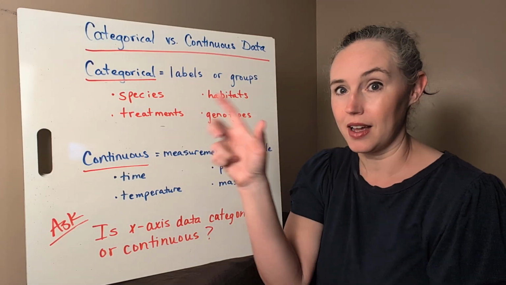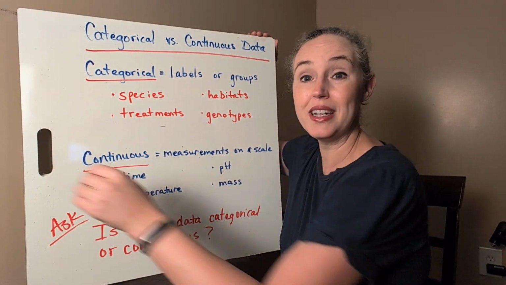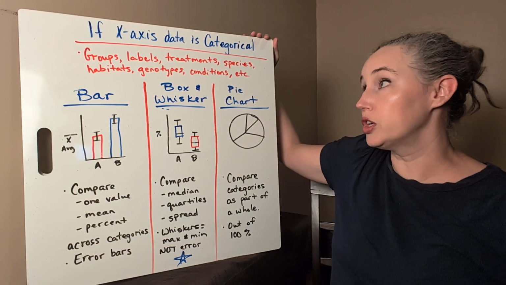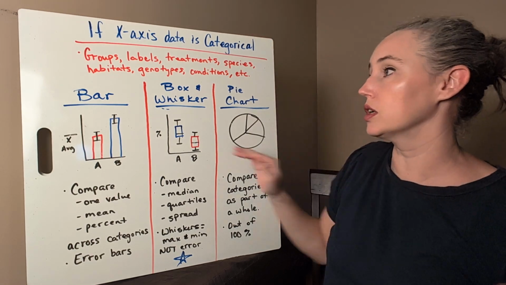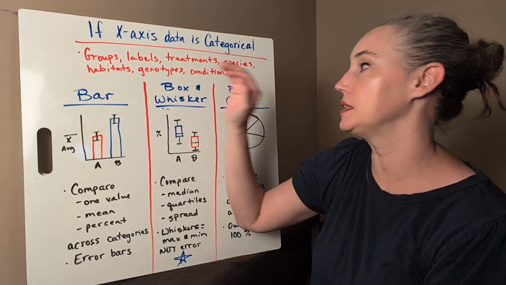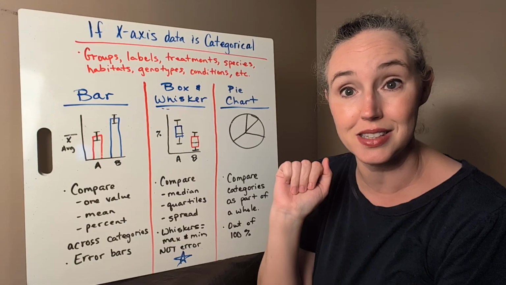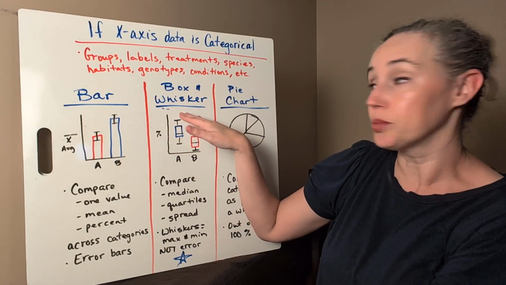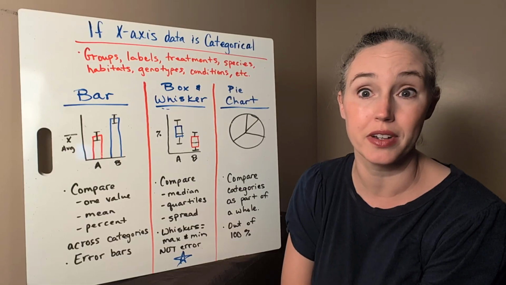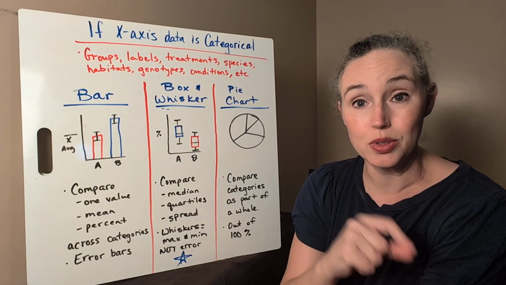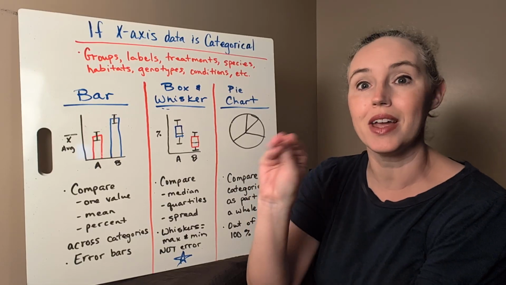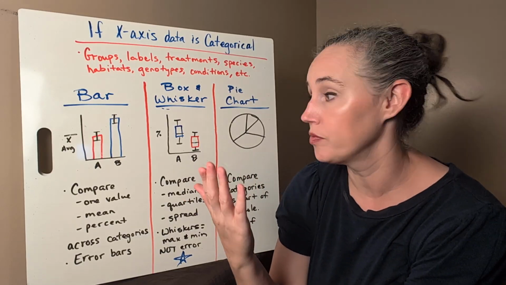If it is categorical, you're going to look at 3 different types of graphs. So don't forget categorical, these are groups, labels, treatments, species, habitats, genotypes, conditions, etc. You could do a bar graph, a box and whisker plot, or a pie chart. Which one of these you choose is going to depend on the kinds of variables you have and what kind of pattern you're trying to show.